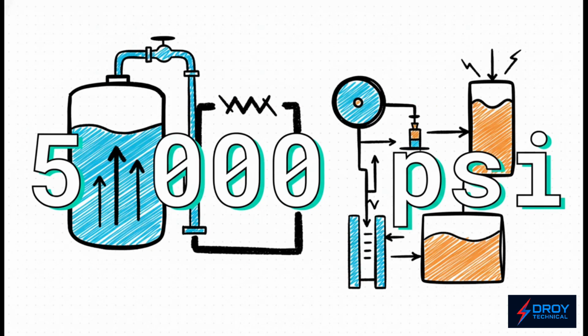Just to put that into perspective for you, the tire on your car is probably around 35 psi? Hydraulic systems often run at 5,000 psi. Some even go up to 10,000. That massive pressure is what lets a little hydraulic cylinder lift tons and tons of weight like it's nothing.